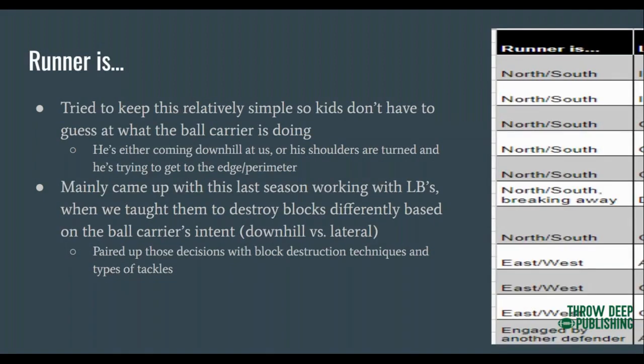All right, so that first column, runner is, and we just use north-south or east-west as far as language. We're trying to keep this relatively simple so our kids don't have to guess what he's doing. If he's coming downhill, we call that north-south. If his shoulders are turned, he's trying to get to the edge or perimeter, and that's east-west. The only other runner scenario we had was if he's engaged by another defender, because we would want to attack him a little bit differently in that scenario.